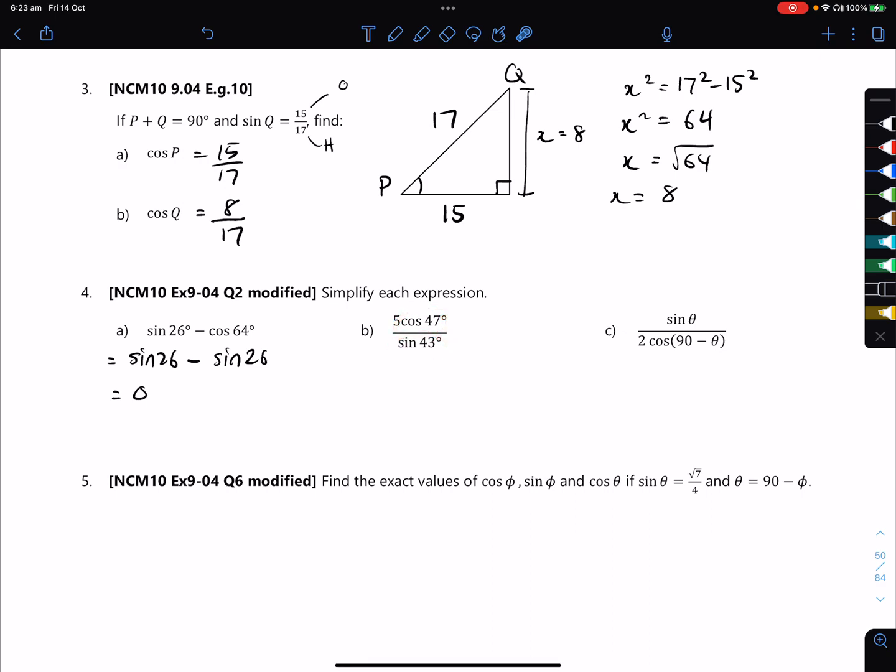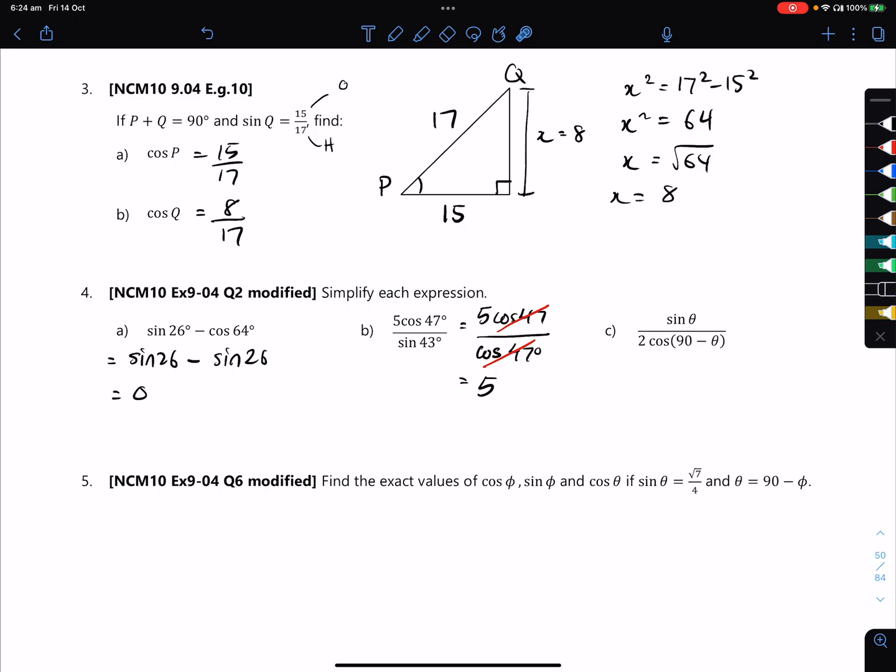So last time I changed cosine to sine, I'll change sine to cosine this time. So I'll fix the top bit. Whereas on the bottom, I'll change sine into cosine just by adding the prefix co to it. That becomes cosine. And 90 minus 43 will be 47 degrees. So then we can cancel out the cosine 47s because they're equal trig ratios. Hence, we only have 5 left as an answer.